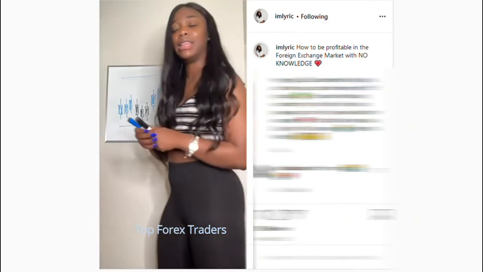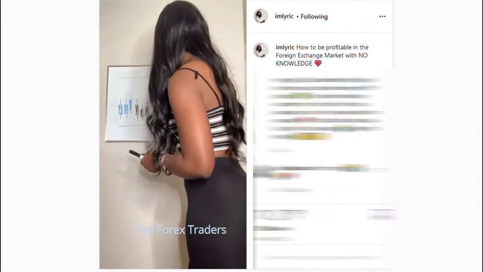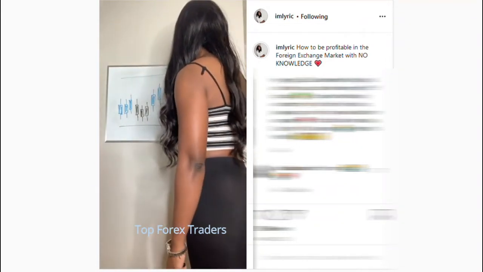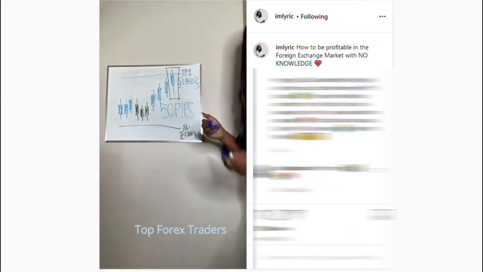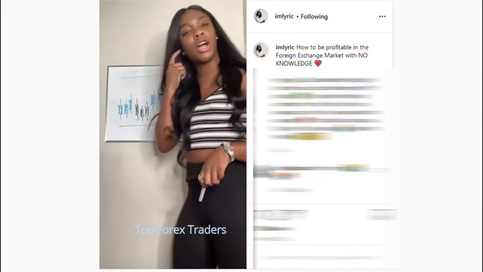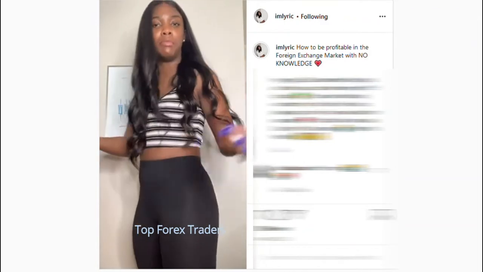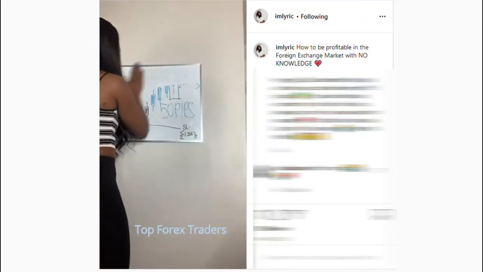So basically, let's say this trade went up 50 pips. This trade hit our take profit for 50 pips. I know y'all are like, what even is a pip? What even is that? I don't even know what that is. I'm going to explain it to you guys. Okay?